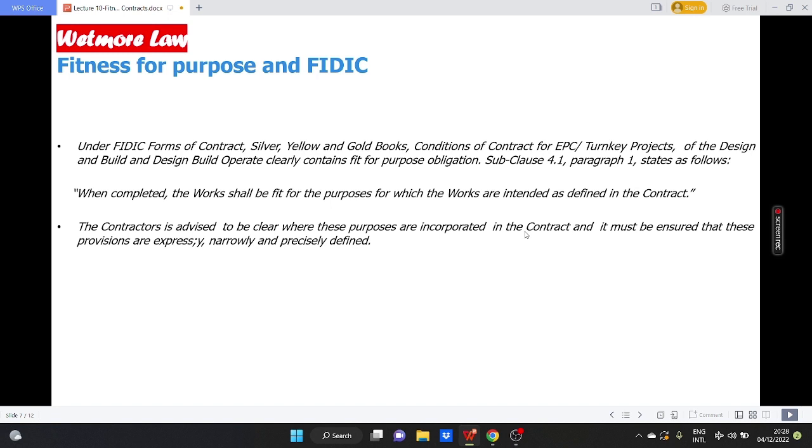The contractor is advised to be clear where these purposes are incorporated in the contract, and it must be ensured that these provisions are expressly, narrowly and precisely defined.